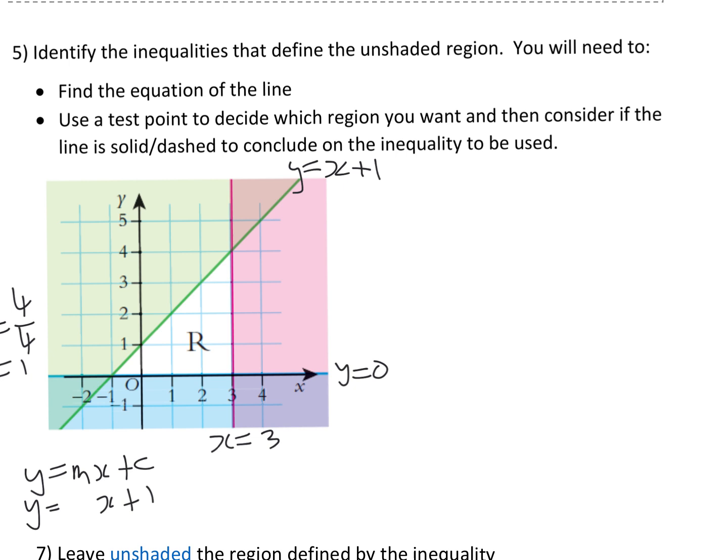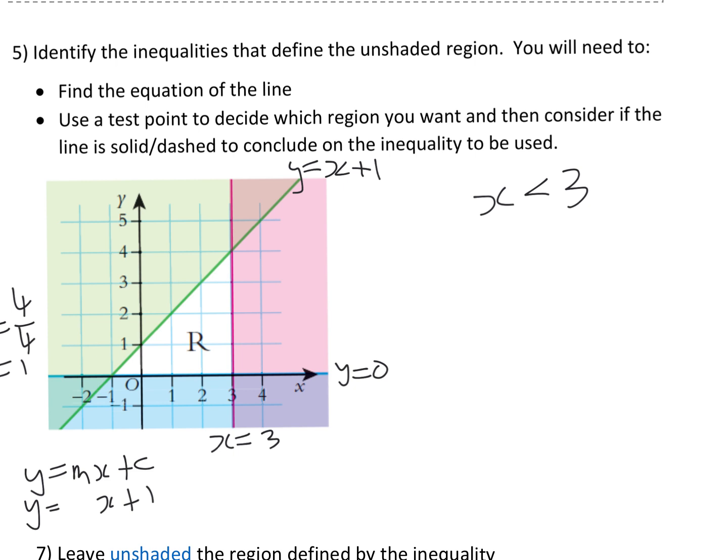We then need to change these into inequalities. So if this is where x is equal to 3, the region is to the left of that, where the x values are less than 3. So x equals 3 is the boundary line, but the region is to the left of that boundary, where the x values are all less than 3. So x is less than 3 is the first condition.